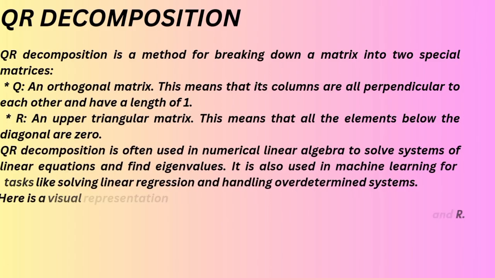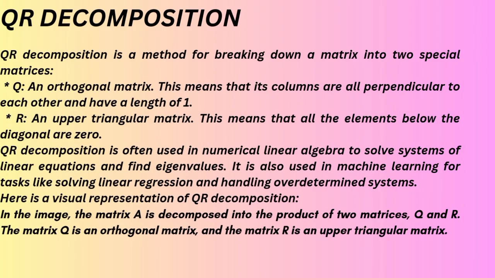Today I will explain about the program QR decomposition. QR decomposition is a method for breaking down a matrix into two special matrices: Q, an orthogonal matrix, which means that its columns are perpendicular to each other and have a length of 1, and R, an upper triangular matrix, which means that all the elements below the diagonal are 0.